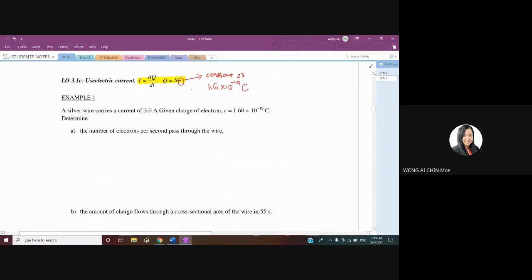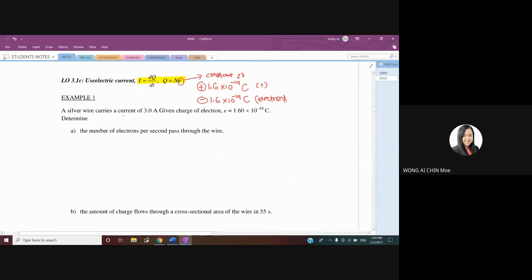If this is a proton, you put positive. If this is an electron, you put negative 1.6 times 10 to the power of negative 19. So let's say this is a positive charge; if this is an electron, you substitute negative 1.6 times 10 to the power of negative 19. This is the difference, but the value is still the same.